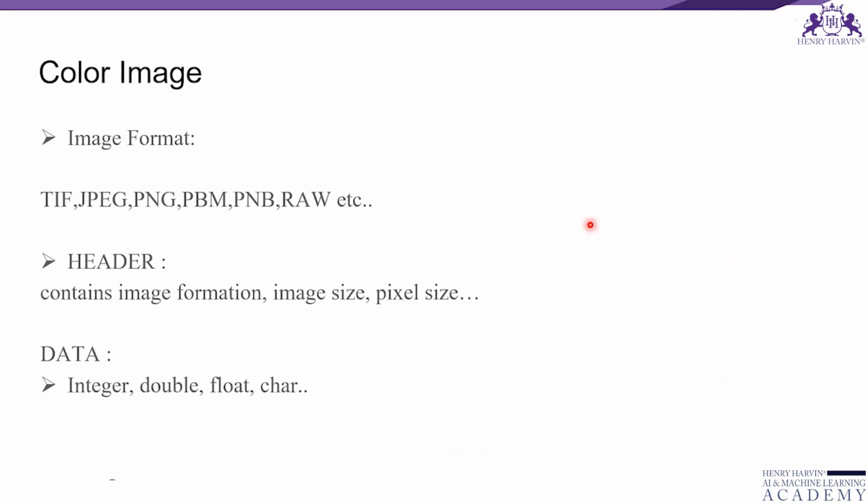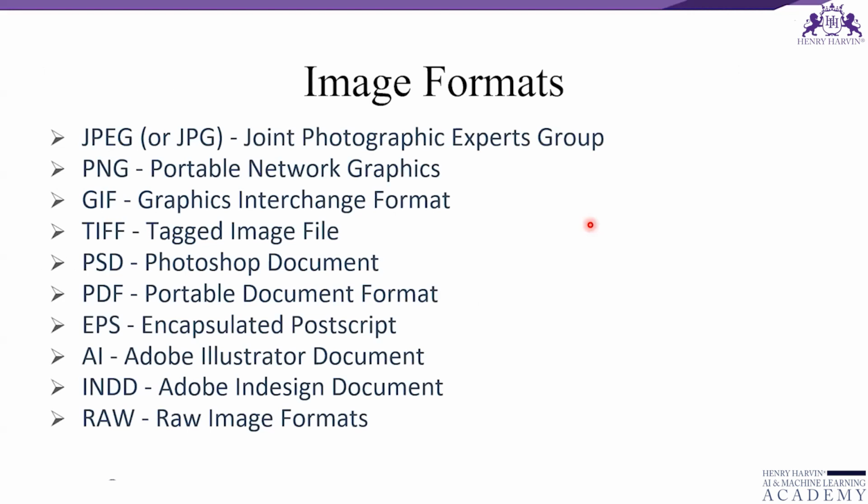When we talk about image formats, there are several formats like TIFF, JPEG, PNG, PBM, PNB, RAW, etc. When we talk about the header, it contains image format, image size, pixel size, etc. When we talk about data, it could be integer, double, float, character, right? I have told only a very few cases, so I'm discussing only a few. So let us discuss the image formats now, right?